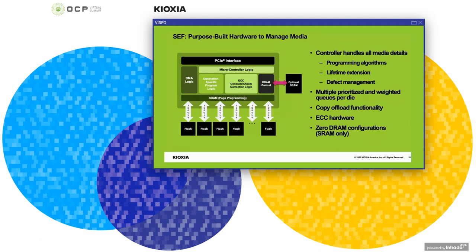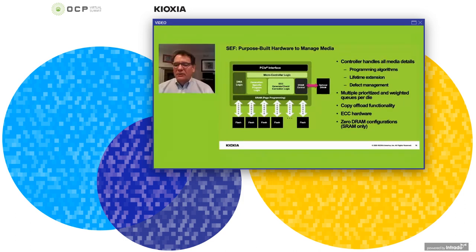In addition to this media management, the controller implements prioritized and weighted queues at a per die level to give control over latency in the system. It implements copy offload functionality to accelerate both garbage collection as well as wear leveling, and it handles the low-level ECC generation and checks for the flash media itself. Finally, there is a DRAM controller, although DRAM is optional. There are deployments of SEF possible that use SRAM only.